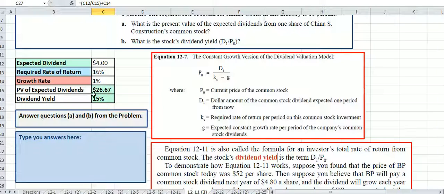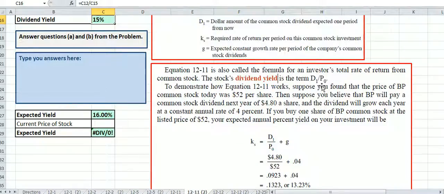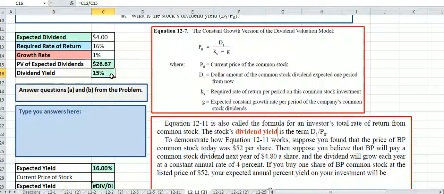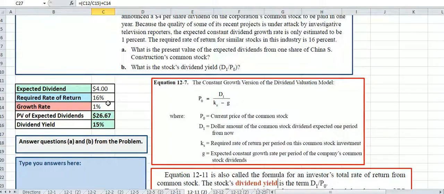The reason the dividend yield formula right here is 1 percentage point less is that, if you look up, we're just saying the dividend divided by the present value, so we're not adding in the 1% growth. When we add in the 1% growth down here, we get the 16% required in the market.